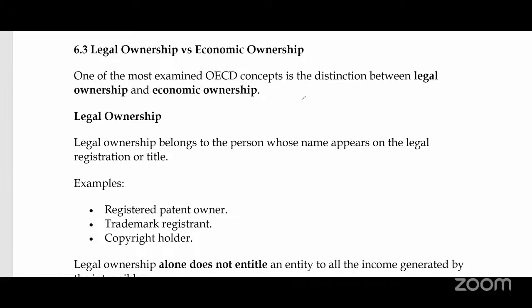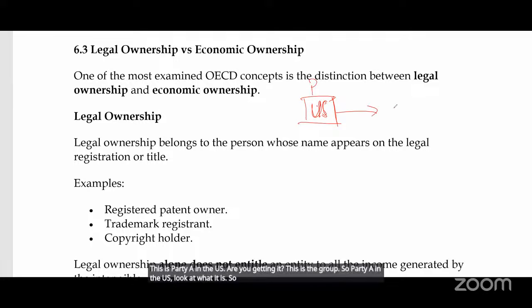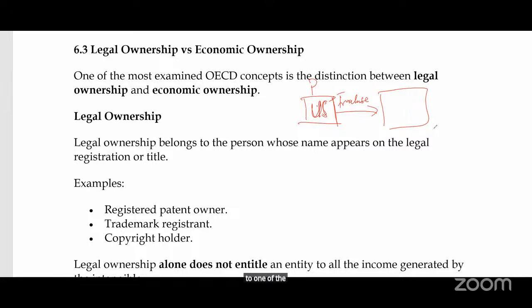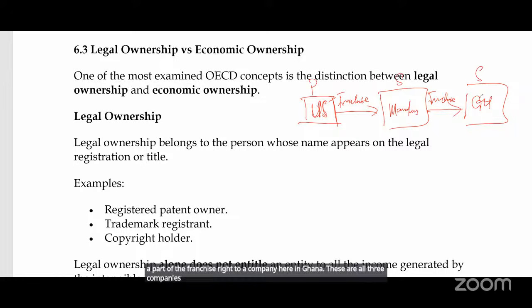Now let's look at a scenario here. This is party A in the US. This is the group. So let's say this is the parent company. This parent company transfers a franchise right to one of the entities in Mauritius. Are you getting the idea? And then this one also transfers a part of the franchise rights to a company here in Ghana. These are all three companies: parent, subsidiary, and another subsidiary.